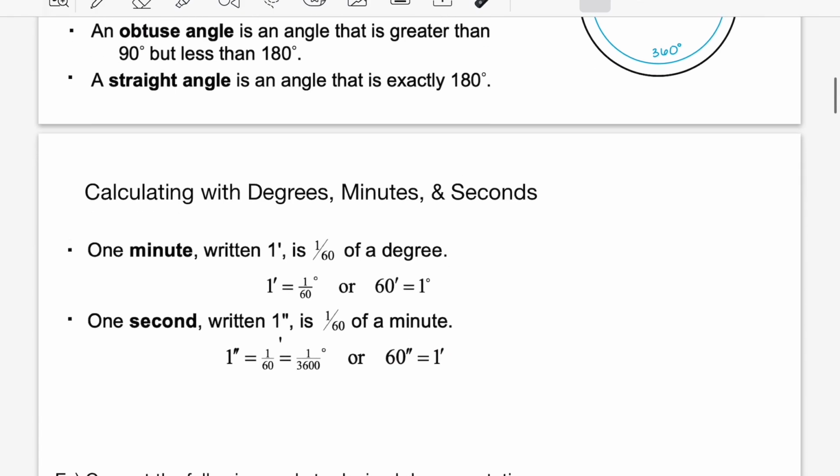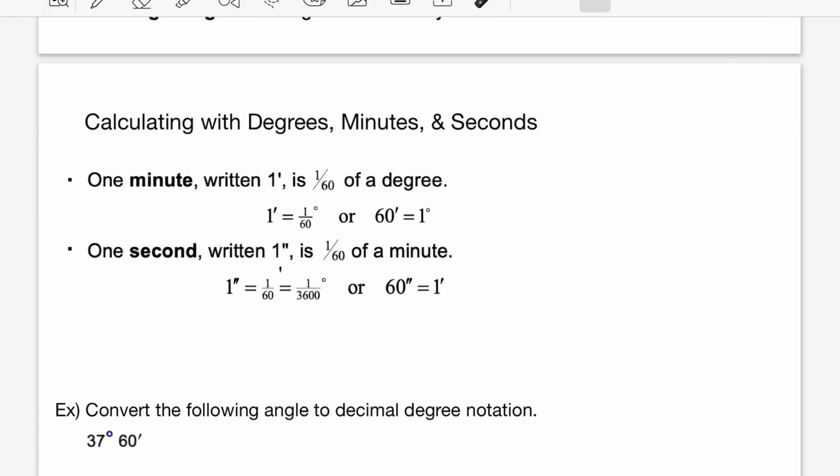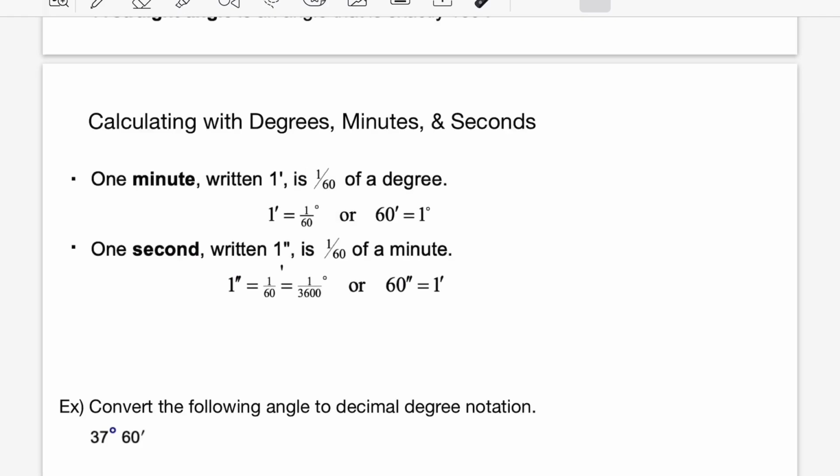With this information, we'll look at this example here. We want to convert the following angle to decimal degree notation. So we have the angle 37 degrees and 60 minutes here. We know that 60 minutes is just equal to 1 degree here. So this can be written as the sum of 37 degrees and 1 degree here. So for this, we just get 38 degrees. So that's how we would solve a problem like this here.